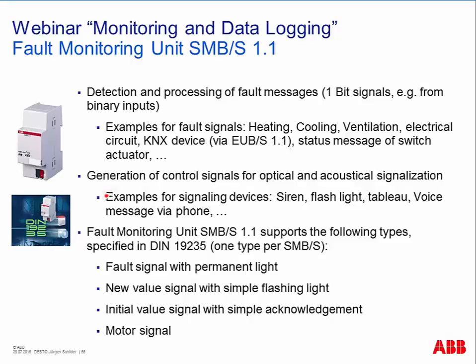The way we process fault is defined here. It's in accordance with a German standard, a DIN norm 19235. And there are 4 different ways to do this. Fault signal with permanent light. I will explain it a bit. New value signal with simple flashing light. Initial value signal with simple acknowledgement. And last but not least, the motor signal, which is a bit different, but I will show it in the next slide. So 4 different ways you can choose, but only one way of monitoring or fault signal processing per device.